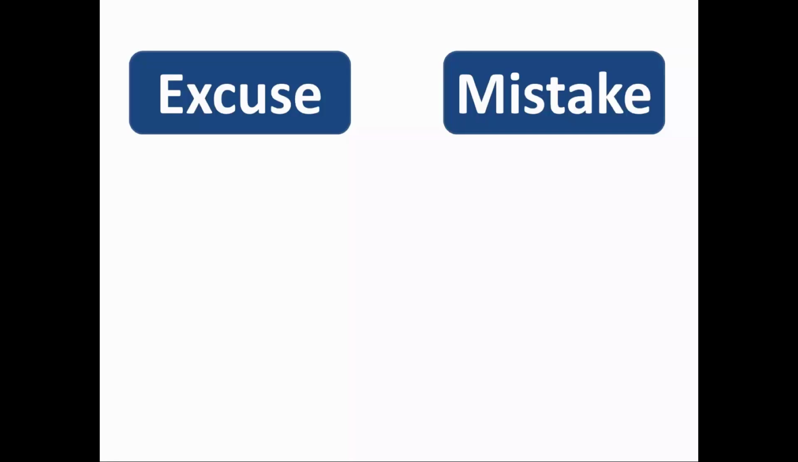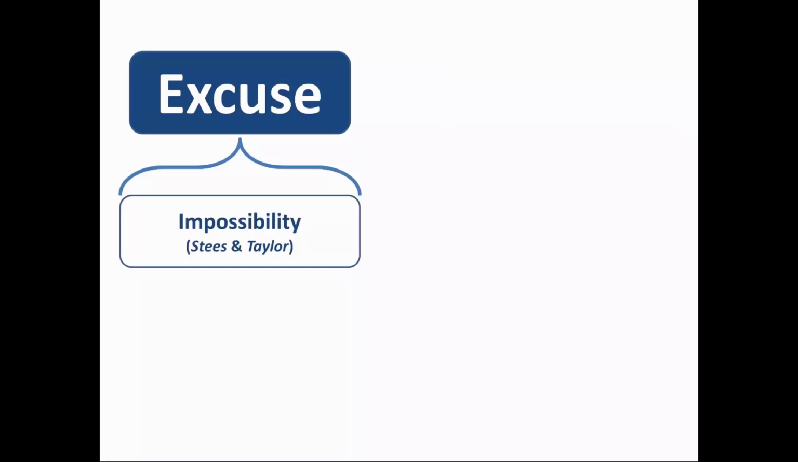one of the parties. The subcategories of excuse cases include the physical impossibility to perform discussed in Stees against Leonard and Taylor against Caldwell. Examples include the destruction of the music hall in Taylor, or a contract to sell a farmer's own crop that is then destroyed by a flood.